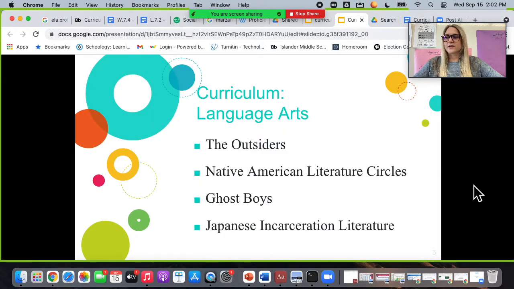Let's take a look at a general overview of the LASS curriculum. In language arts, we will be reading 4 in-class books this year. They include The Outsiders, Native American Literature, Ghost Boys, and Japanese incarceration literature. We will also read a variety of poetry, short stories, articles, and screenplays throughout the year.